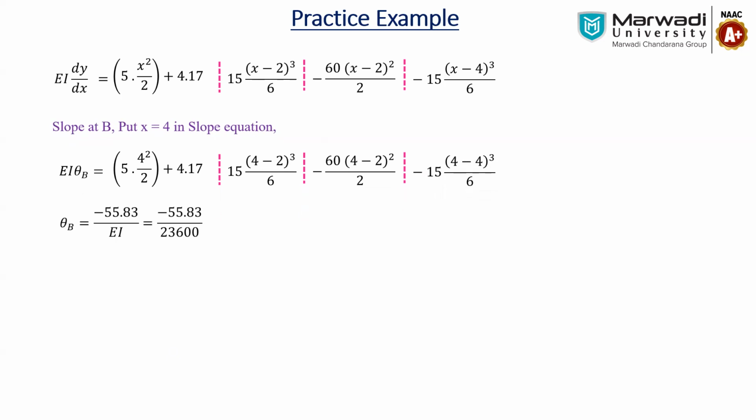So the answer is minus 55.83. And if you put the value of the EI, we will get 2.36 into 10 raised to minus 3 radian. And if you multiply with 180 by pi, it will give 0.135 degree.